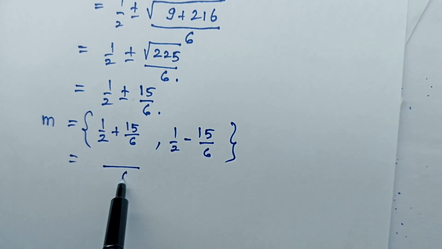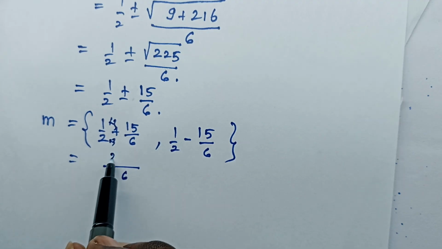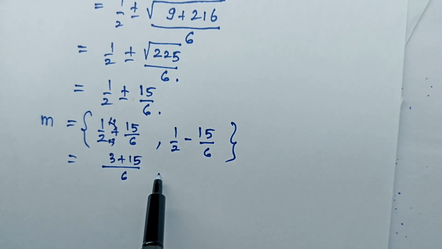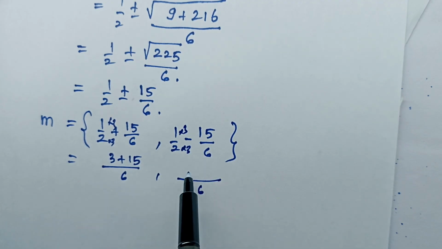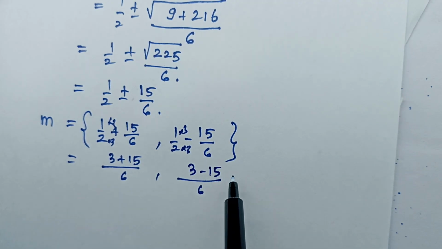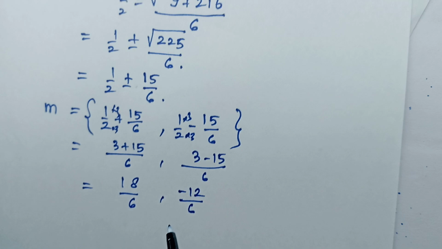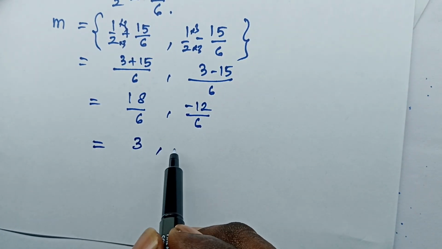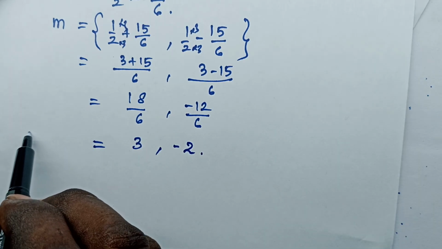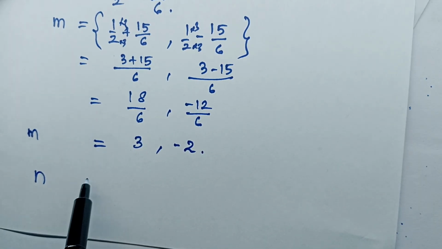So take LCM 6 into 3. 3 plus 15, 6, 3, 3. 3 minus 15. 18 by 6 minus 12 by 6 equal to 3, minus 2. This is the value of m.